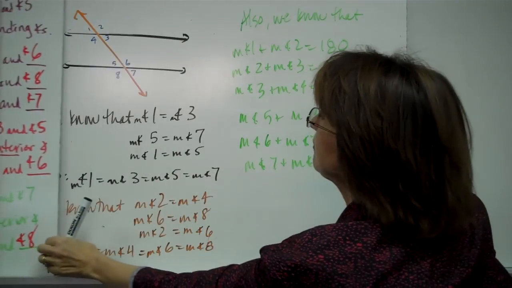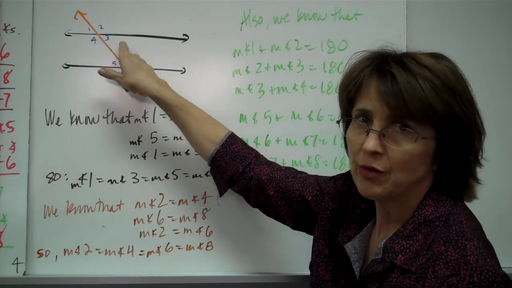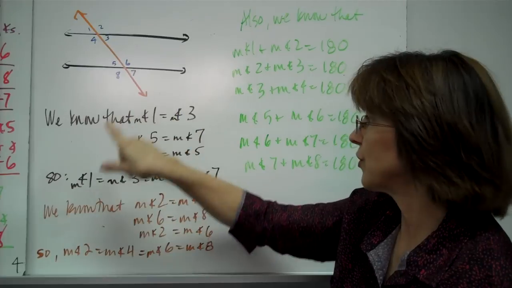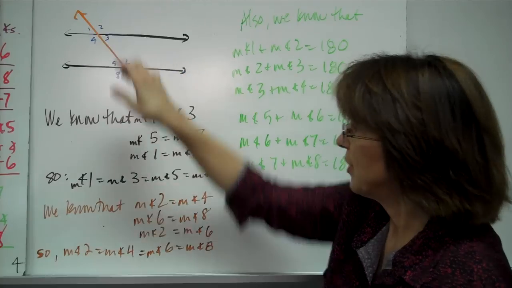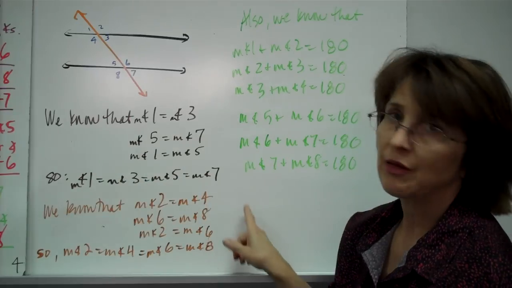Okay, so we also know some things now. We know that the measure of angle 1 and 3 are equal because they're vertical. We know that also 5 and 7 are equal because they're vertical. We also know that 1 and 5 are equal because they would correspond with each other. So that means that all these angles, 1, 3, 5, and 7, are all equal to each other.